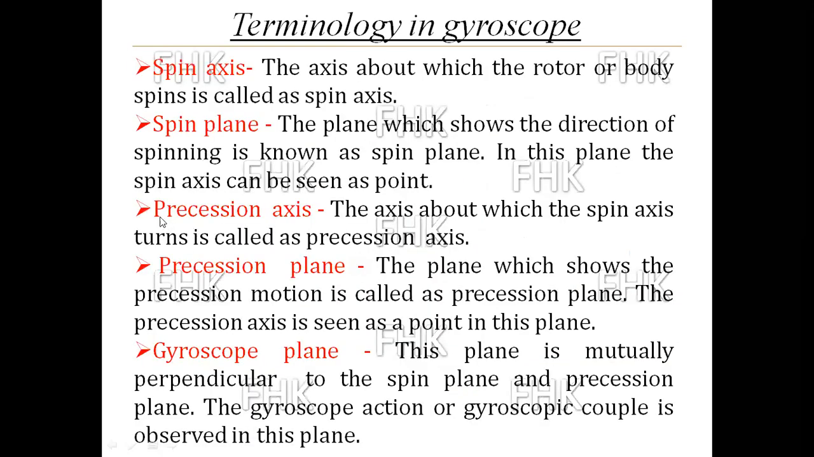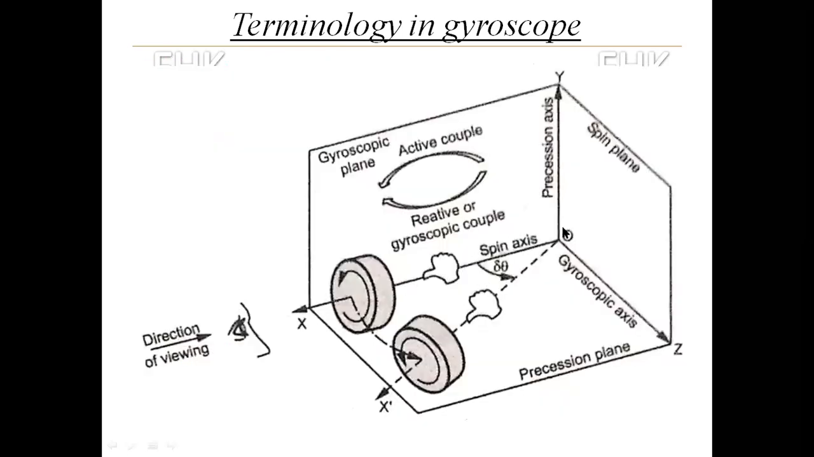Second one is the precession axis. The first axis is the spin axis. The second axis is the precession axis. The axis about which the spin axis turns is called the precession axis. So this is the spin axis.